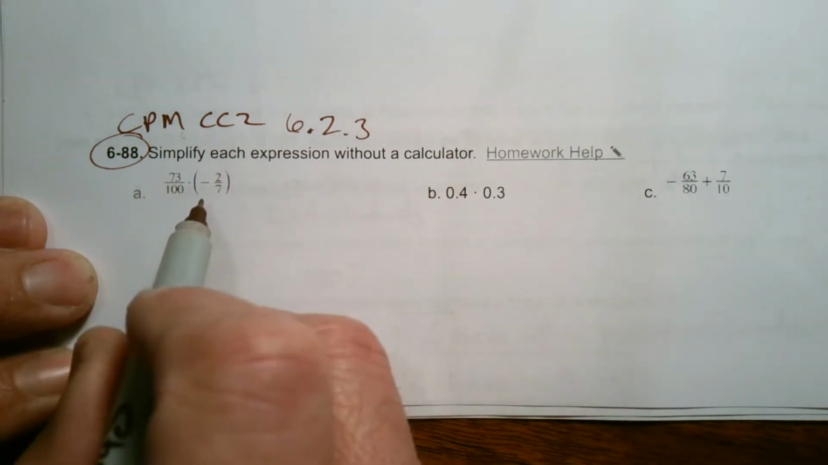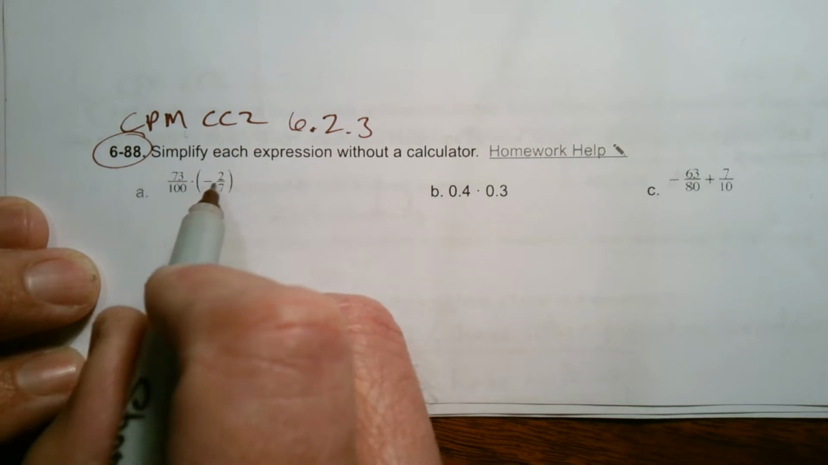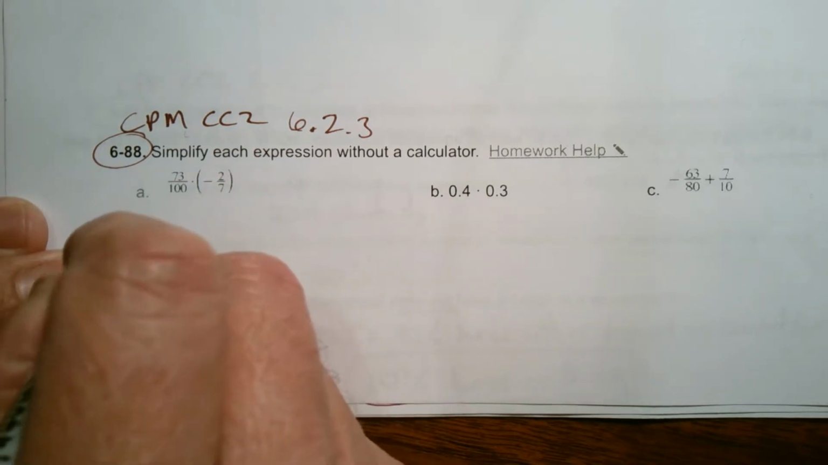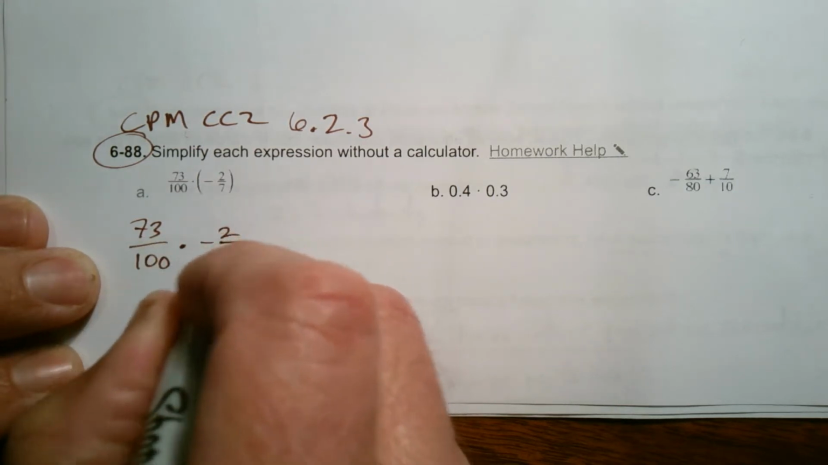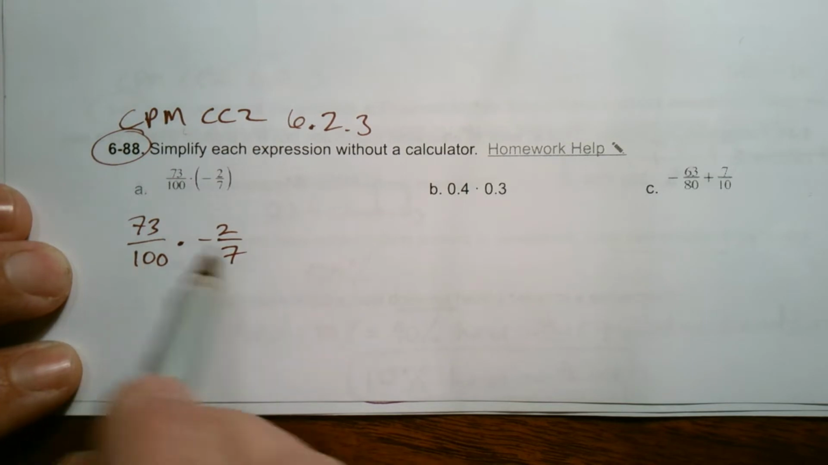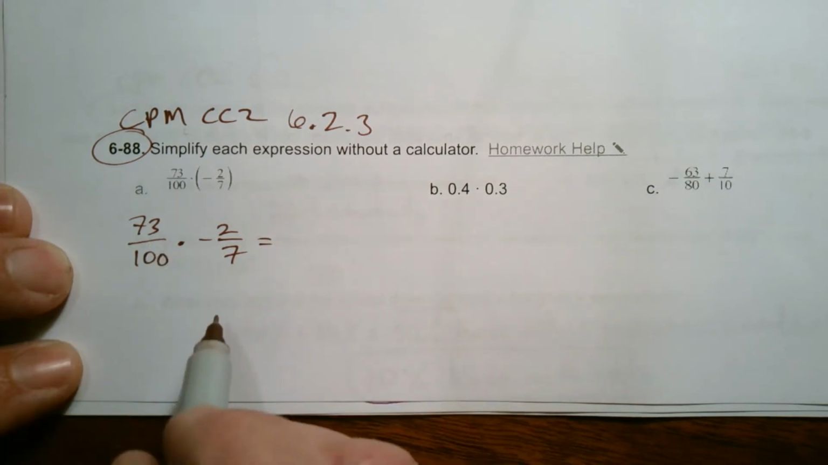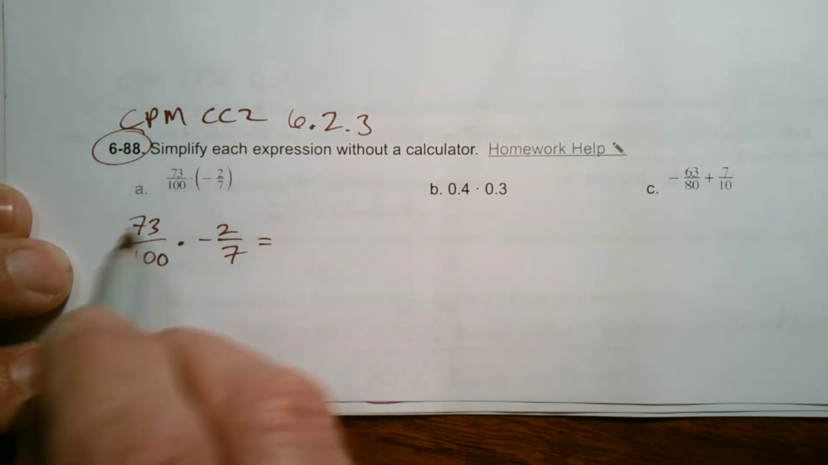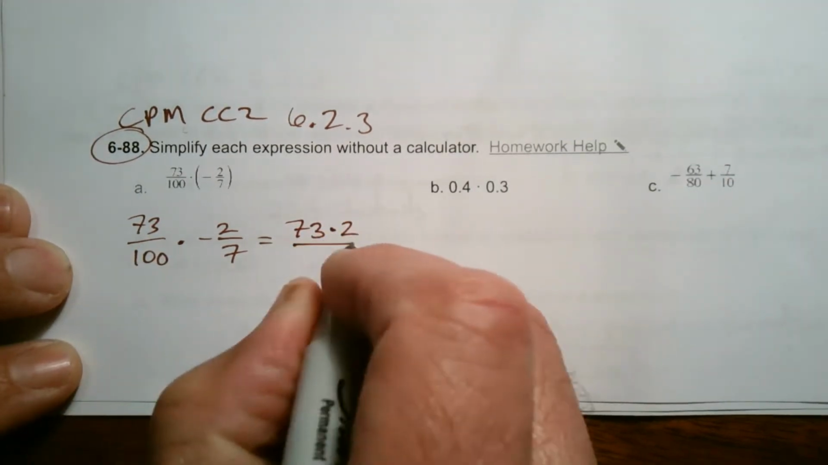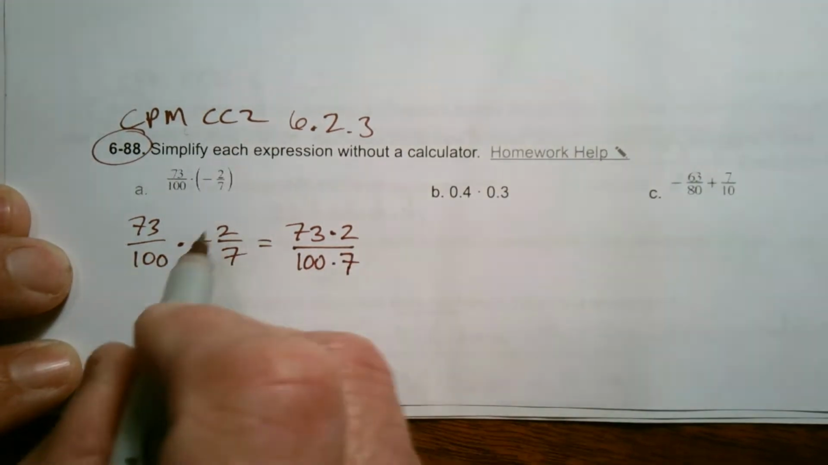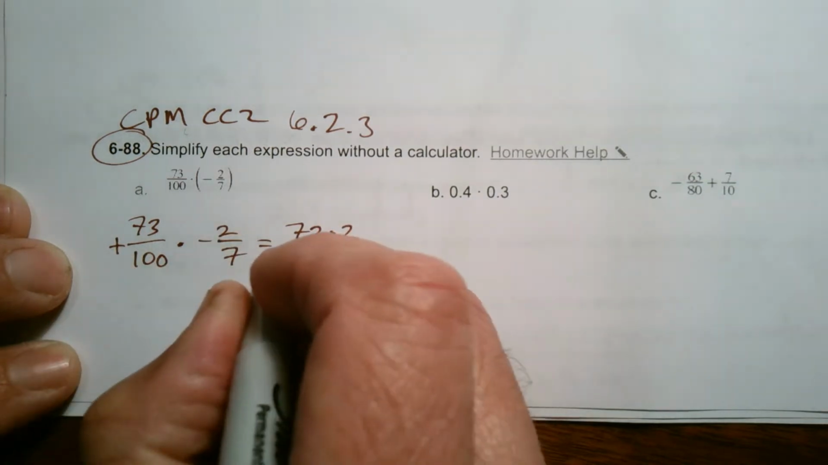So I have a product of 73 hundredths times negative 2 sevenths, right? So I'm going to rewrite so it's a little easier to see. And when we're multiplying fractions, the whole thing is to just multiply straight across. That's how you find a product of a fraction. But because these are products, really this is 73 times 2 over 100 times 7. And we know that this is a positive and that's a negative. When you multiply opposite signs, you have a negative.